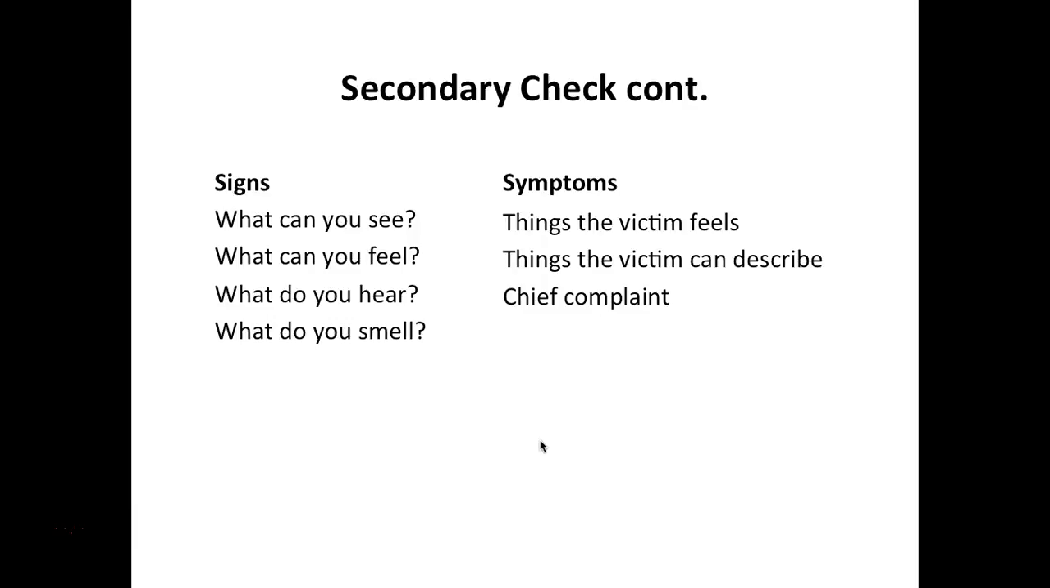For a secondary check, you're going to look for signs and symptoms. Signs might be what can you see, what can you feel, what can you hear, what can you smell. Symptoms are things the victim feels, things the victim can describe, or chief complaints the victim might have. Remember, if they're unconscious, you're doing CPR. If they're conscious, then this is a secondary check.